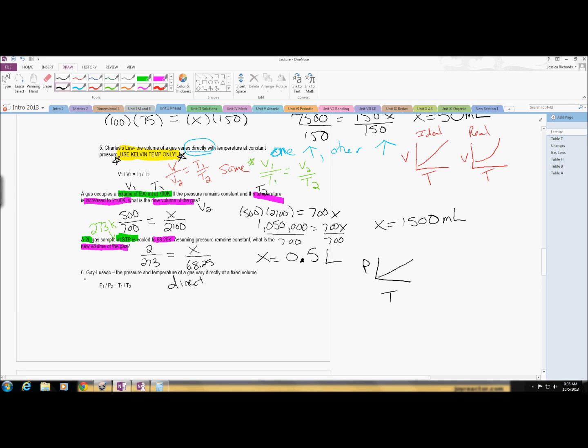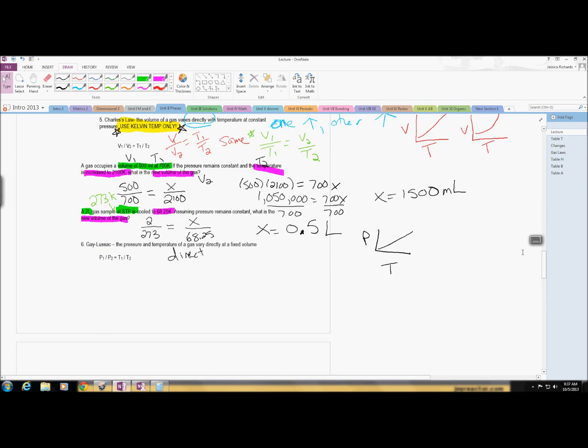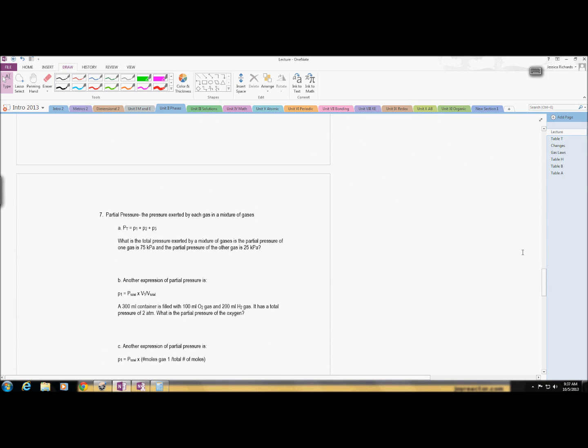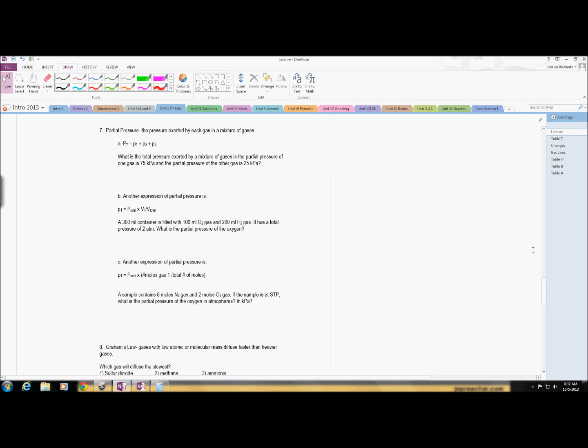This one doesn't get tested very often, and you don't need to know its name. The only ones you need to know by name and what conditions they are are Boyle's law and Charles's law. Moving on away from the gas laws and on to other concepts when it comes to gases, we're going to start with partial pressure.